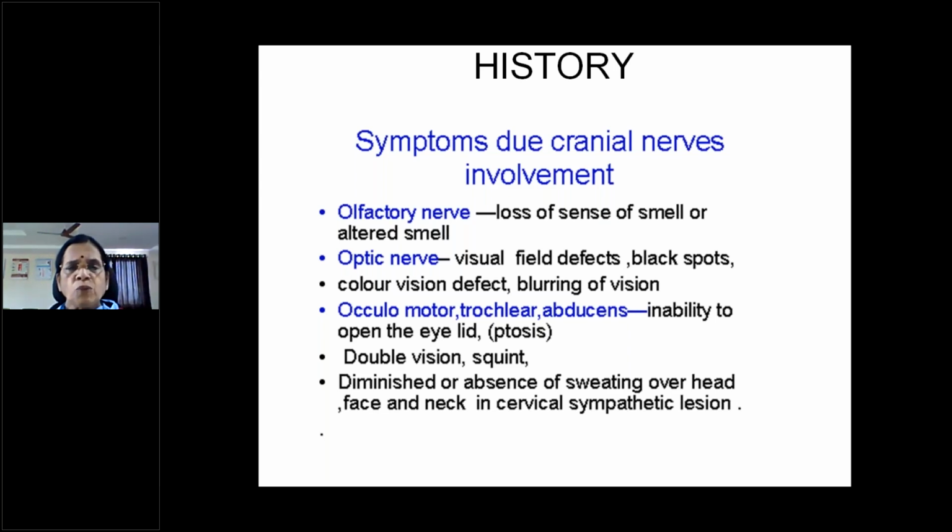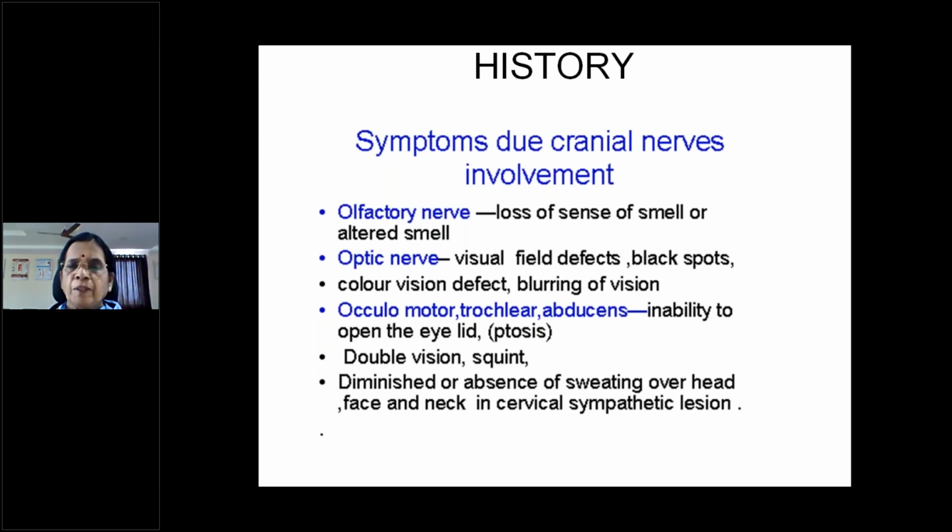Next is the optic nerve symptoms. You should ask rapidly whether the patient has any symptoms regarding cranial nerve involvement. Ask about visual field defects: the patient is not able to see one half of the field, the lateral half, the medial half, or the upper half. An intelligent patient can tell all these things. Ask whether there are any field defects or black spots in the field of vision. That indicates involvement of the optic nerve. Sometimes sudden loss of vision can occur, as well as blurring of vision and color vision defect. These are the symptoms suggestive of optic nerve involvement.